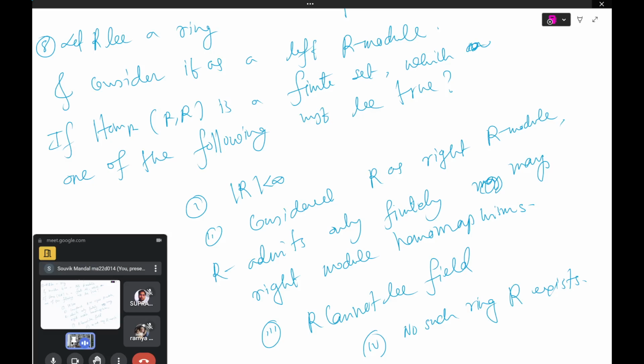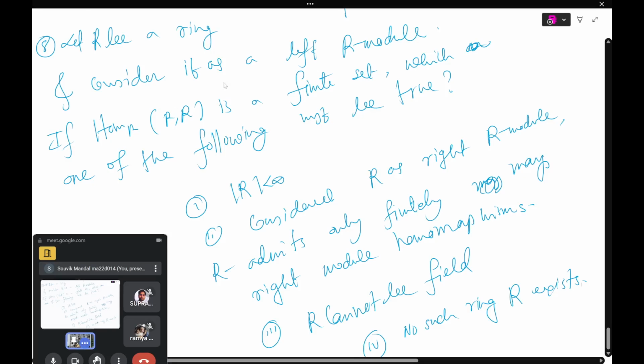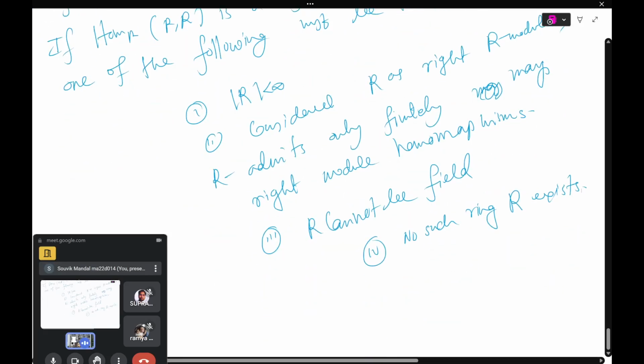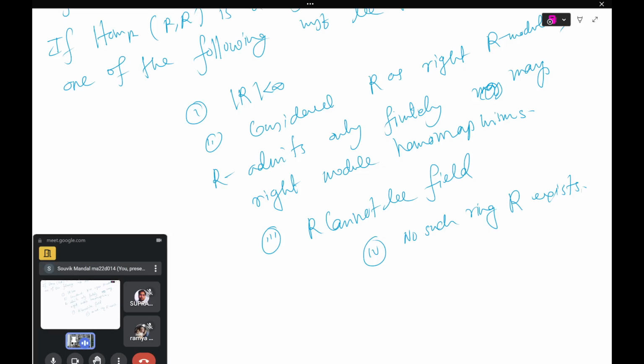Okay. So R is given to be some ring. Consider R as a left R module. Now consider Hom_R(R, R), and it is given to be finite. So now the question is which one of these: first, R is finite. Second, consider R as a right module, and R admits finitely many right module homomorphisms. Third, R is a field. Fourth, no such R exists. So think about it and try to find the answers.